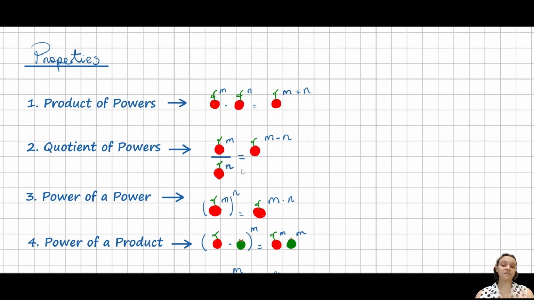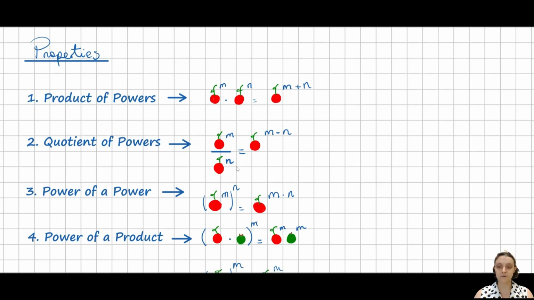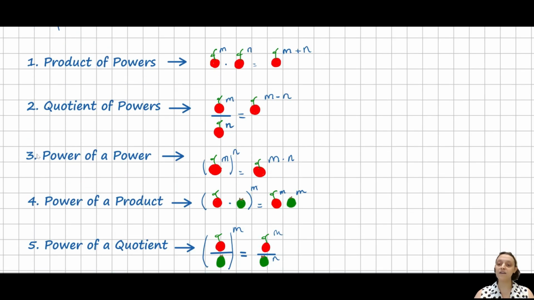If we see the possibility, we can simplify before applying the property. But the idea is to understand how to apply the property too, okay? Then we have property number 3, power of a power. In this case, the only thing that we have to do is see that we only have one power with its exponent and then its power. It has another power next to it. So it's apple to the power of m to the power of n. So these two are going to be multiplied, okay?